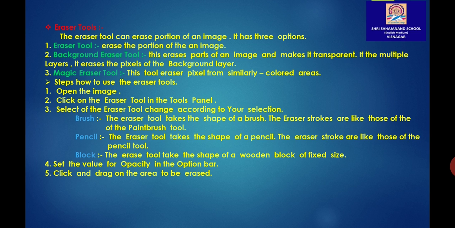First one is brush. The eraser tool takes the shape of a brush. The eraser strokes are like those of the paintbrush tool. Second option, pencil. The eraser tool takes the shape of a pencil, and the eraser strokes are like those of the pencil tool. And third option, block. The eraser tool takes the shape of a wooden block of fixed size.